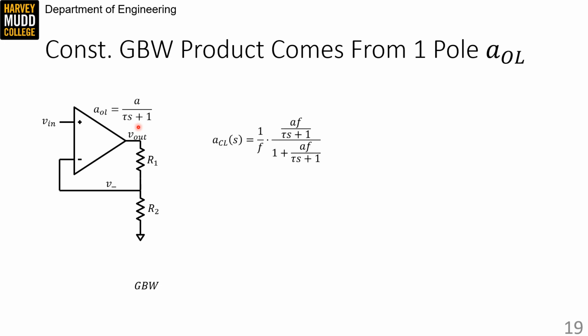The closed loop gain is given by the forward path over 1 plus the loop gain. And I have factored an additional 1/f out in front here, so this looks like the loop gain over 1 plus the loop gain. So this is our commanded gain 1/f, and here's the behavior of our feedback loop.